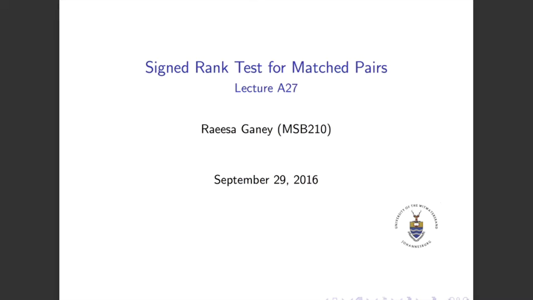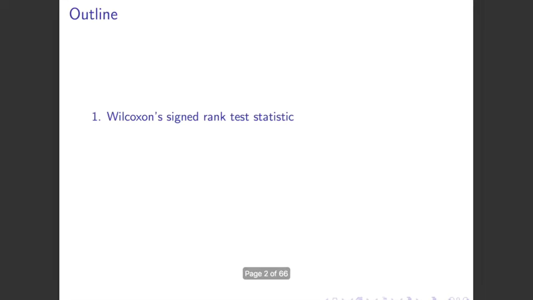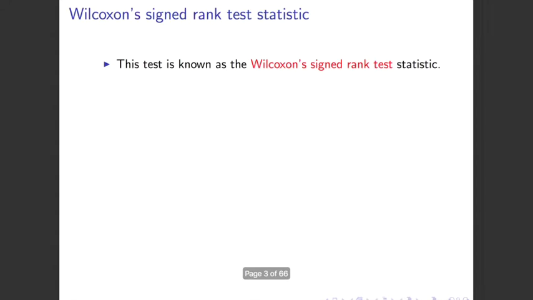Hi guys, this is lecture A27 where we're going to look at another non-parametric test called the signed rank test for matched pairs. In lecture A26 we looked at the sign test. This is now the signed rank test for matched pairs. So the outline of this lecture is very short. It will look at the Wilcoxon signed rank test, test statistic.